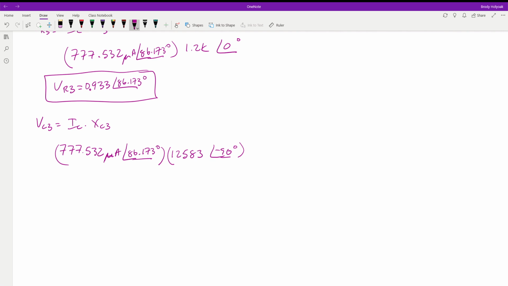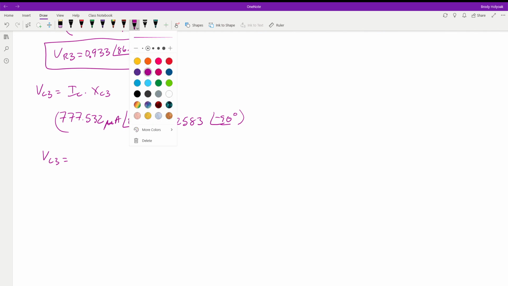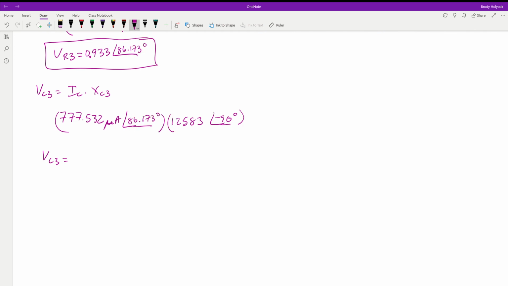Go away. So the voltage drop, of course, now my pen doesn't work. So voltage of C3 is equal to 9. Oh, come on, I'm almost done. So close, I know my pen won't work. I hate this. There we go.